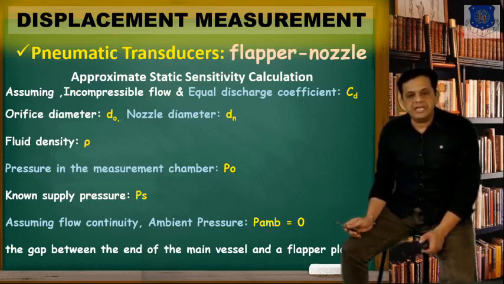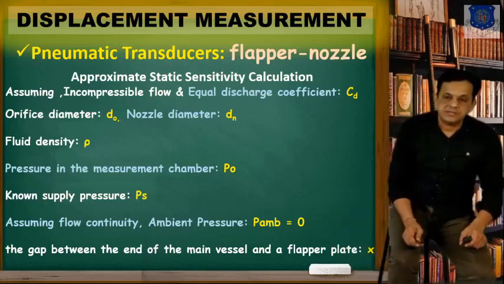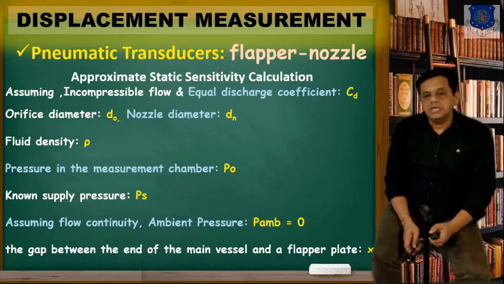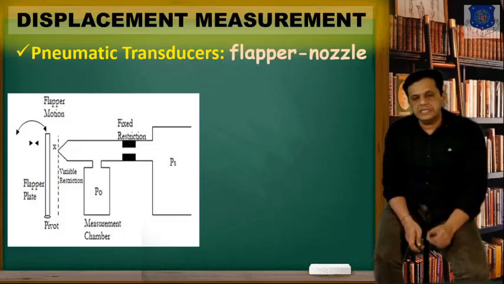Now the gap between the end of the nozzle and the flapper plate, that is X. Okay, that is written here. Now with these parameters we will go ahead. So once again the diagram is here.